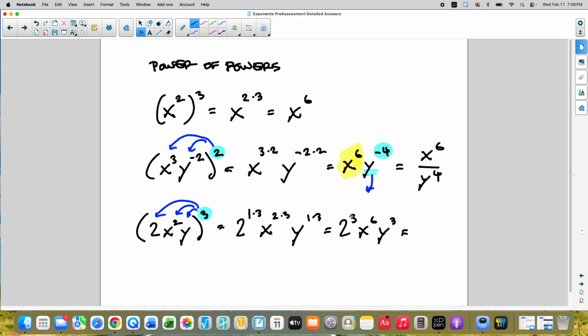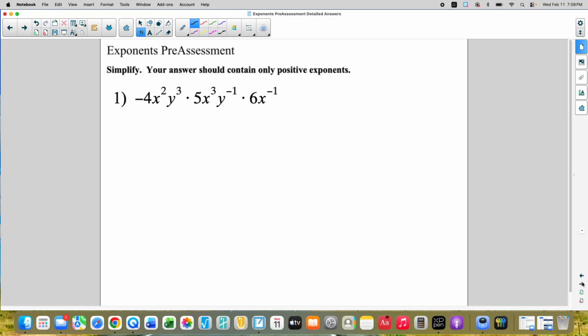2 to the third is not 2 times 3. It's 2 times 2 times 2, which is 4 times 2 is 8, x to the 6th, y to the third. So remember how exponents work. All right, with that being said, let's deal with the first problem.